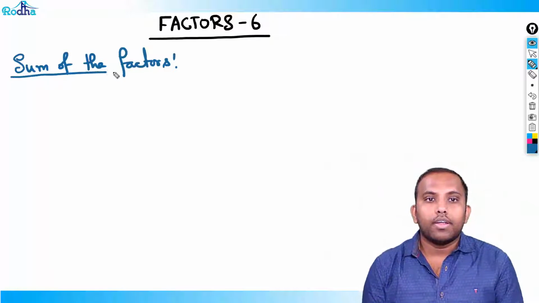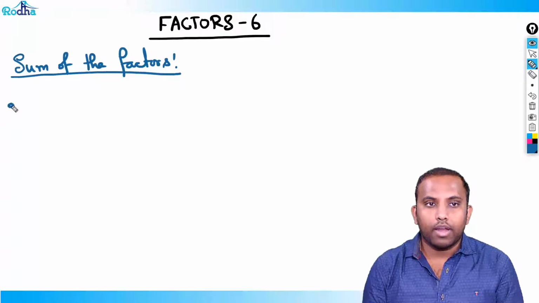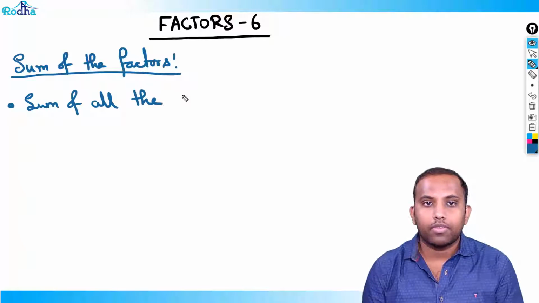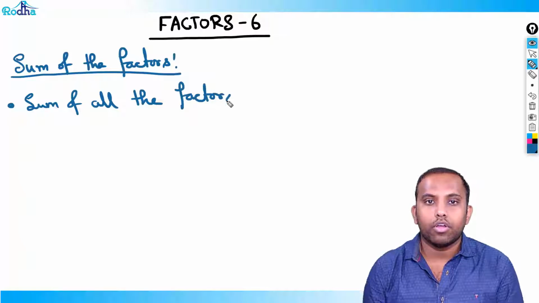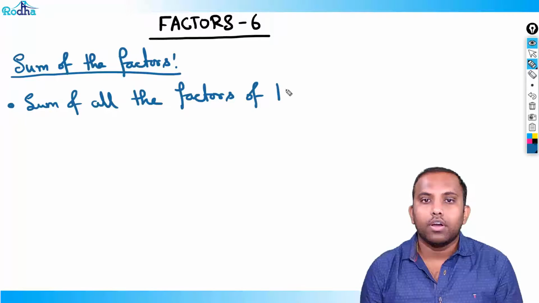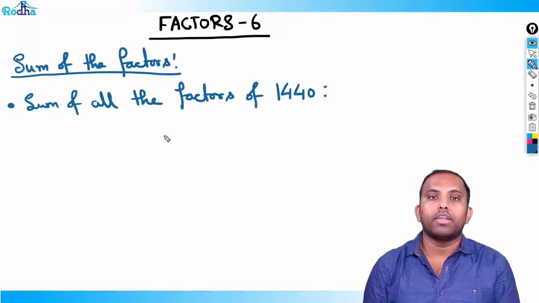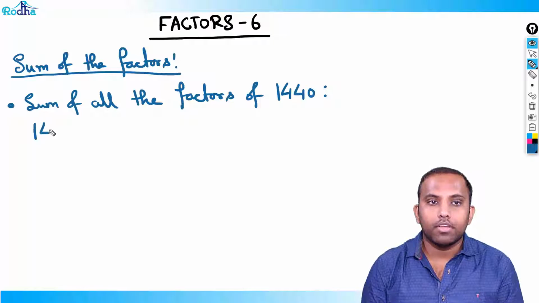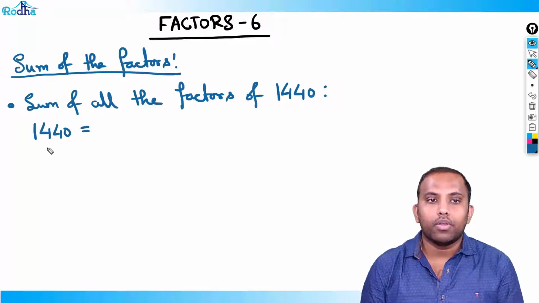Now, take an example. Suppose I want the sum of all the factors of, let's say, 1440. So again, I'll break 1440 into its prime bases. What is 1440? Break it quickly in mind. 144 into 10. 144 is 16 into 9. 10 is 2 into 5.